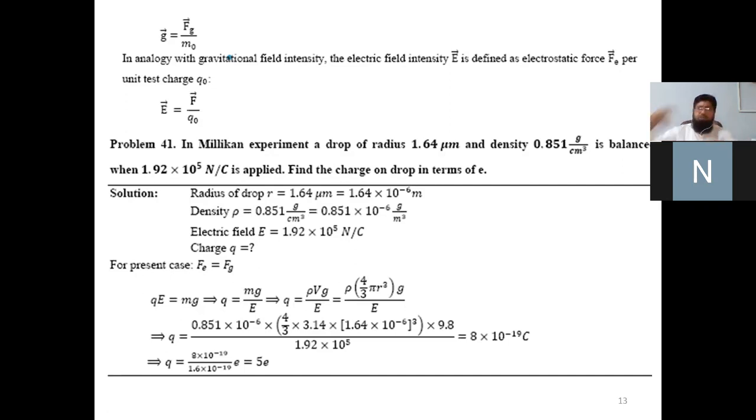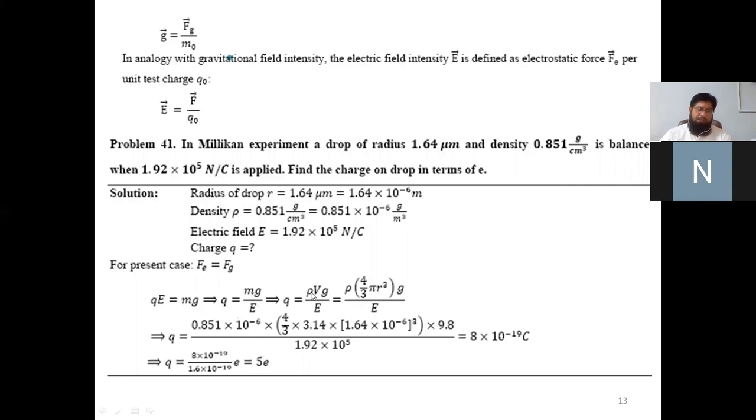If both forces are equal, if the electric force which is in the upward direction is balanced by the weight of the droplet, then the droplet will be stationary there. So here we say that this electric force, which is equal to QE, is equal to the weight of the object, which is the force due to its weight. So QE is equal to mg.